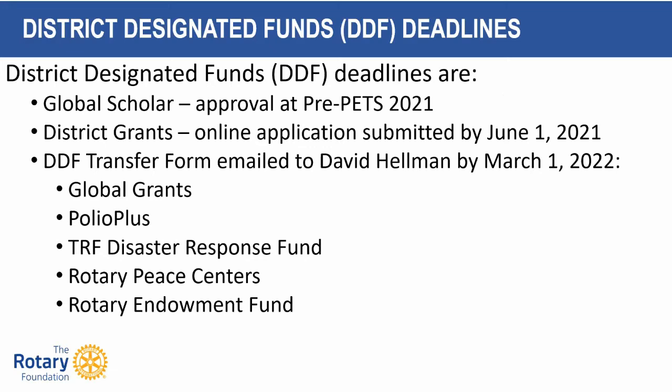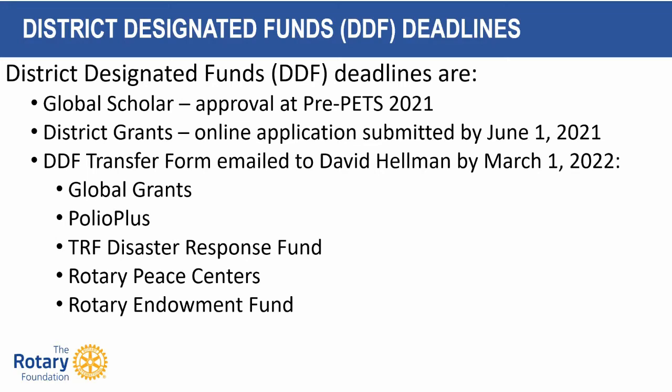The reason for the June 1st date is because the district is allowed to make only one application to the Rotary Foundation every year for district grant funding. The maximum funding can be 50% of the total DDF. So of $317,270.80, we can get half of that for district grants. Now, if we end up with more than 50% applied for, then we have to reallocate the application funds so that we can't go over that 50%, and there is a process.